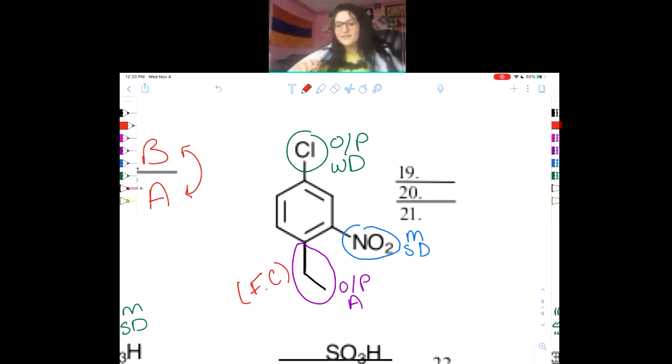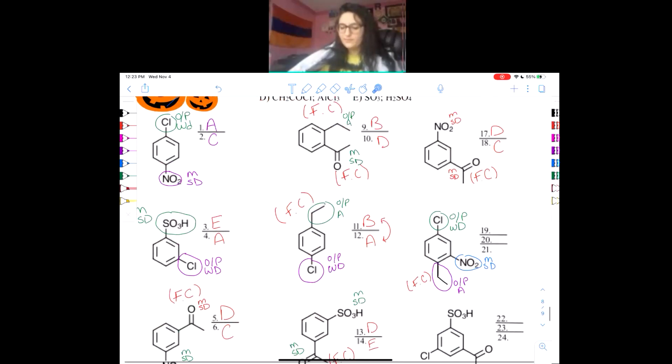And before I say that, someone said, how do we know it's Friedel Crafts? So if an R group or a ketone like this are added, that's Friedel Crafts. So ketone is the acylation, and R group is the alkylation.